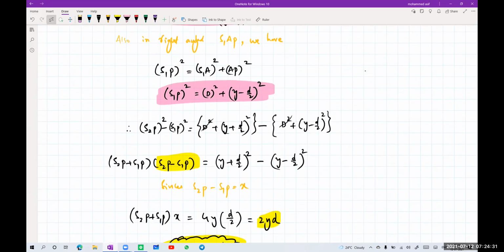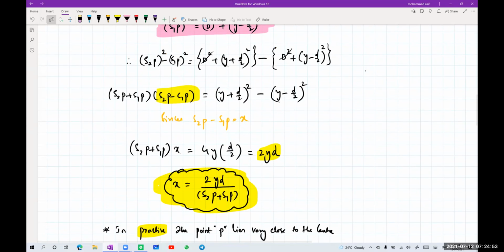So it is D square plus Y plus d by 2 whole square, minus D square plus Y minus d by 2 whole square. This D and this D will get cancelled. So it is in the form of a square minus b square. I can write that as S2P plus S1P into S2P minus S1P, that is equal to Y plus d by 2 whole square minus Y minus d by 2 whole square. If I simplify this, S2P minus S1P is what? x. So I have written x in its place. That is equal to 4Y into d by 2, that means 2Yd.